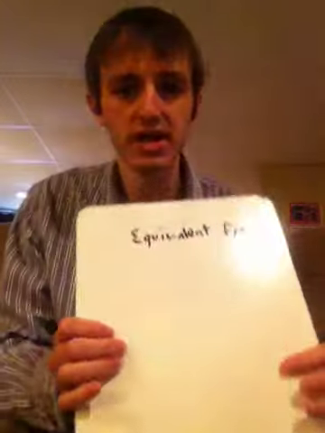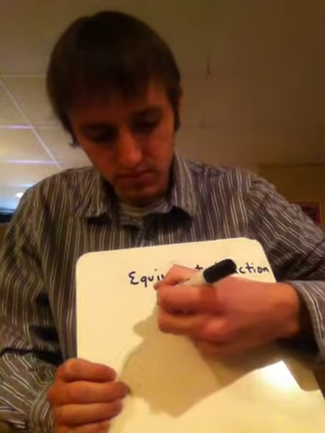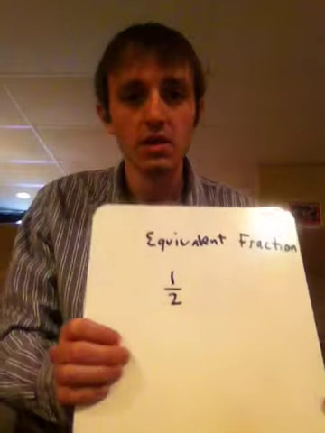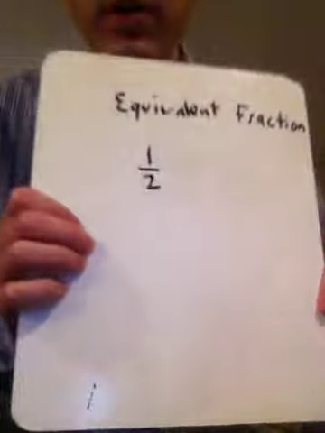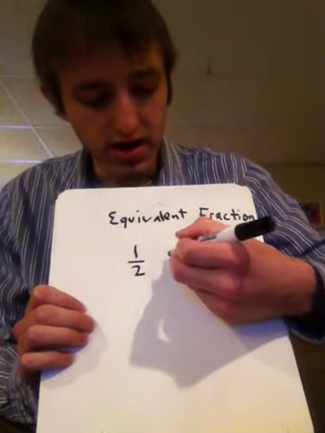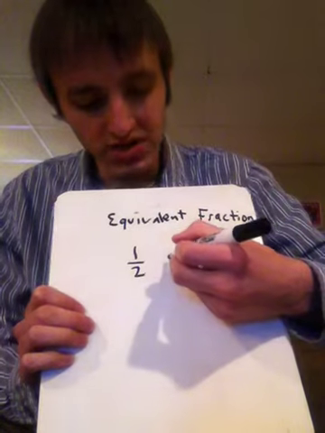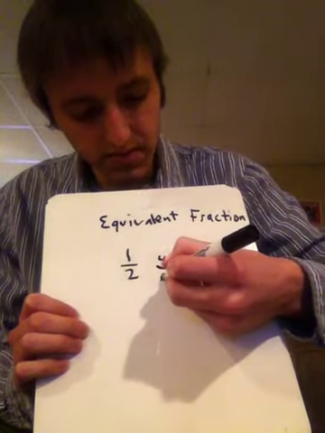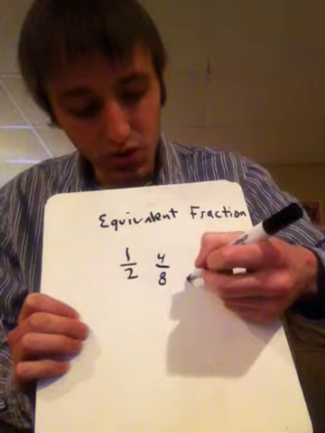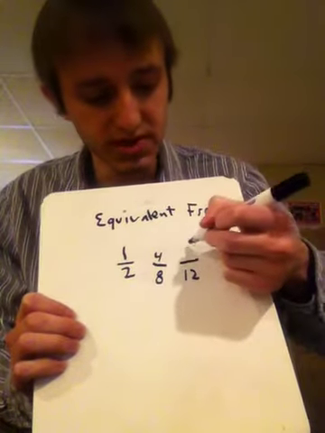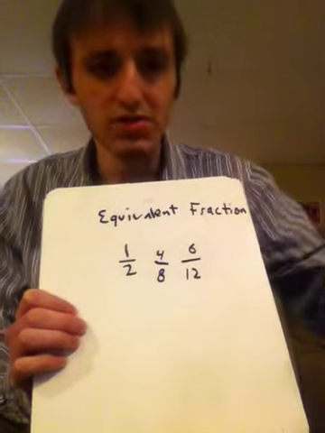Let's start with a simple fraction of 1/2. Now the nice thing about 1/2 is the equivalent fractions for 1/2 are pretty simple, because all you have to do is look at the numerator, and then the denominator is just twice as much. So if our numerator was 4, we know our denominator would be 8. If our denominator was 12, our numerator has to be half of that, which is 6, because 6 plus 6 is 12. That's why half is so easy.